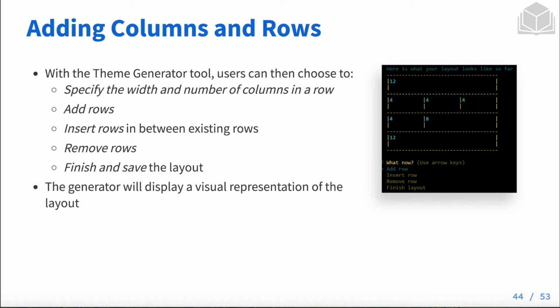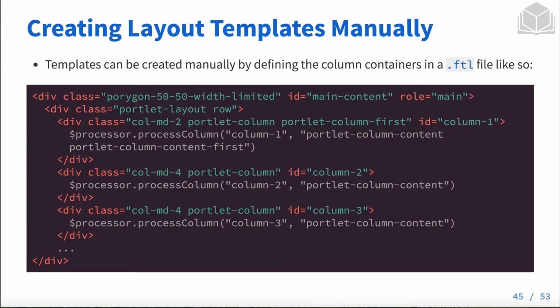In order to easily generate these new layouts, we can take advantage of a sub-generator that comes with the theme generator. This allows us to use a visual representation of the layouts to see what we're building. We can specify how many columns are in a row, add rows, insert rows in between those different rows, remove rows, and then save our changes. It's a pretty cool little generator that we can use to very quickly create these layouts.